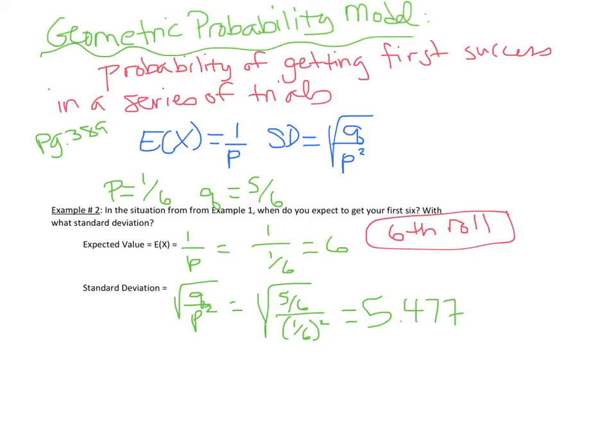What that means is that your first six can occur within 5.5 rolls of your expected value, which is your sixth roll. So it's very likely that you'll be anywhere between the first and the sixth roll, or even between the sixth and the 11th roll, that you'll get your first six. So a huge standard deviation, but it's a good indicator of the fact that it's not necessarily going to be on your sixth roll. It can be all over the place. If your standard deviation was smaller, that would mean we were more certain that our first six would occur on our sixth roll.